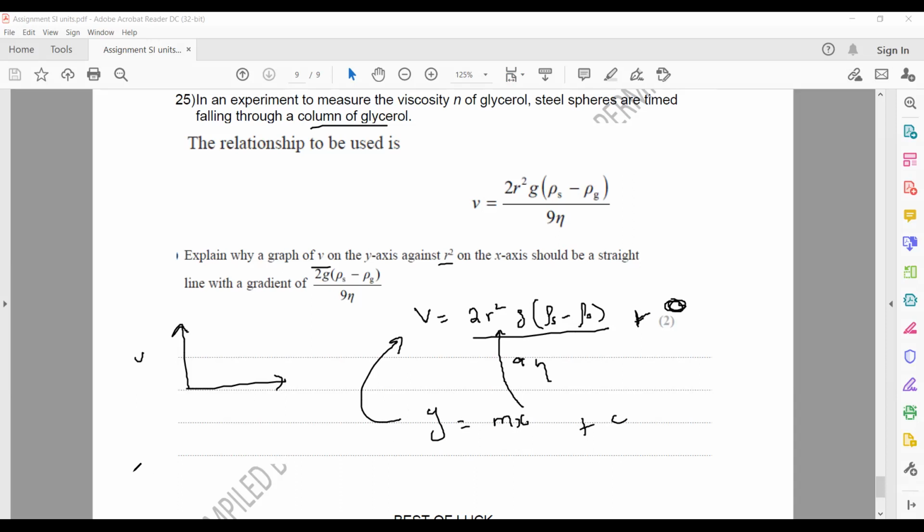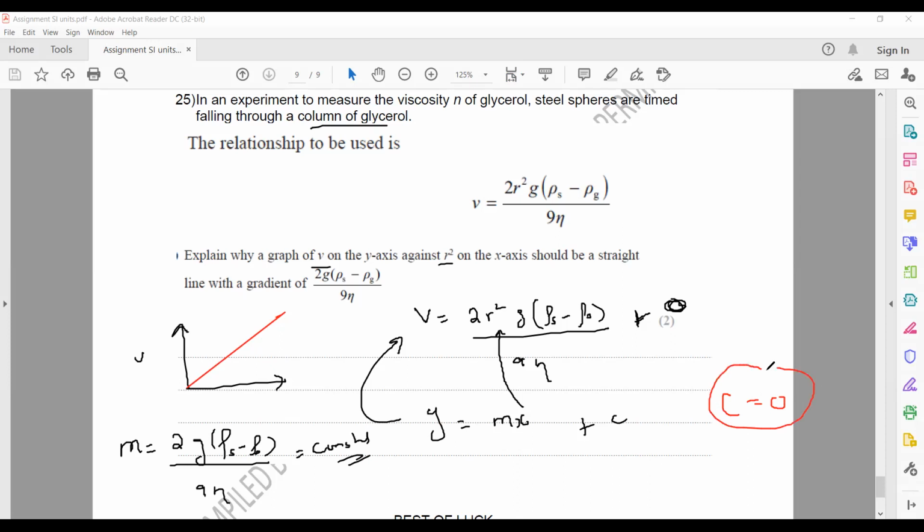So what will be the gradient? What we are left with will be the gradient. The gradient will be 2, g, and the difference of the densities, all constant, divided by 9, and the viscosity is also constant. So we have all constants. Whenever all the constants are involved in the gradient, it means it will be a constant gradient. So it is a straight line, passing through the origin. Why passing through the origin? Because the value of c, the y-intercept, is 0. Is it clear? Question 25.